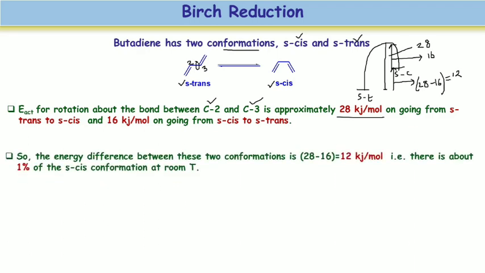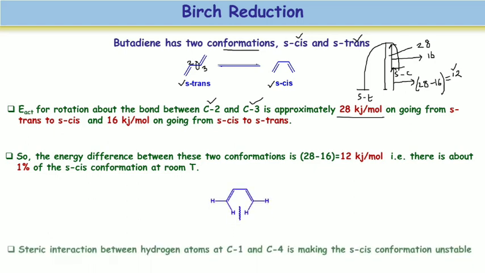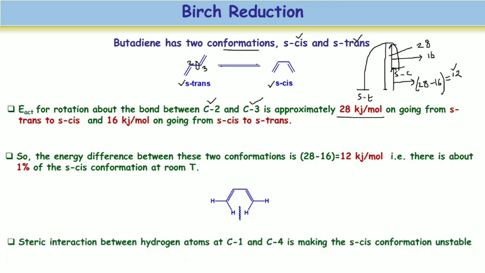So there is almost 1% of S-cis conformation at room temperature. So that is indicating that the S-cis conformation must be unstable. But why is this S-cis conformation very unstable? So let's have a look. If we draw the structure of S-cis conformation, then the hydrogens present at carbon 1 and carbon 4 will have steric repulsion because they are in closer proximity. So this steric repulsion is making this S-cis conformation very unstable.